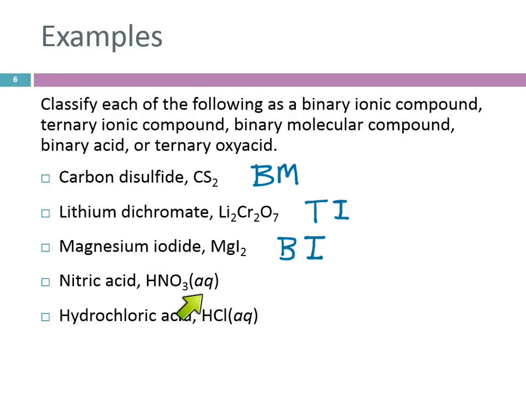How about this guy? HNO3 AQ. AQ for aqueous. Ternary oxyacid. I'll call that, I don't know, TOA. We can tell it's an acid because it starts with H and it's got AQ. It's got oxygen in it. There's 3 elements, ternary oxyacid.